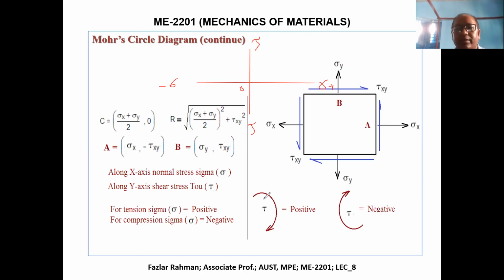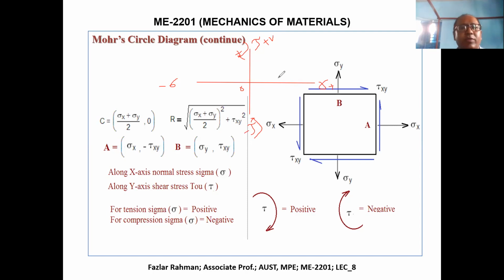But in the algebraic method, what did we do? If it is rotated anti-clockwise, then it was positive. But in the Mohr circle, if it is rotated clockwise, then it is positive. So that means positive tau will go in the upward direction. If tau is negative, then it will rotate anti-clockwise. This anti-clockwise is tau negative, and this tau is clockwise, that's why this is positive. So you see there are two axes.